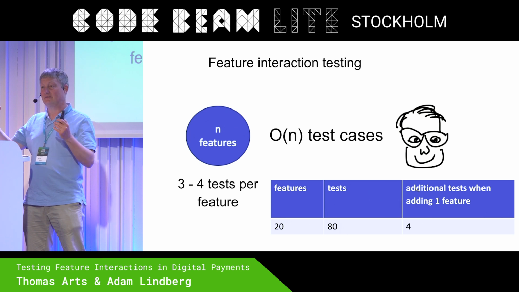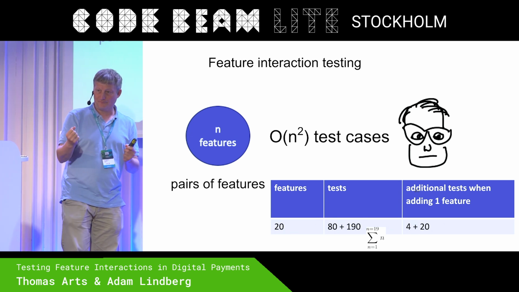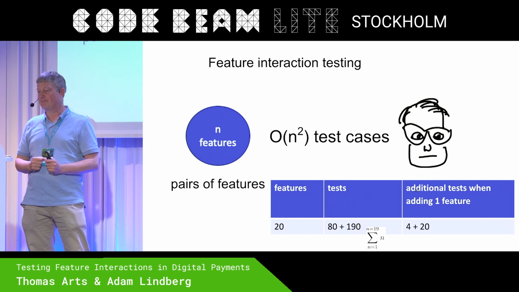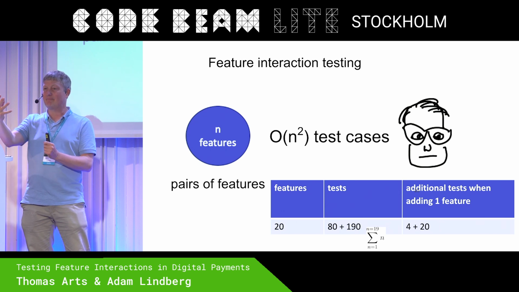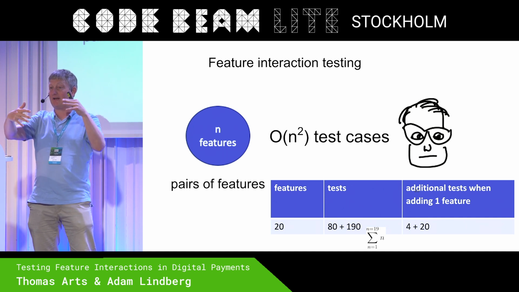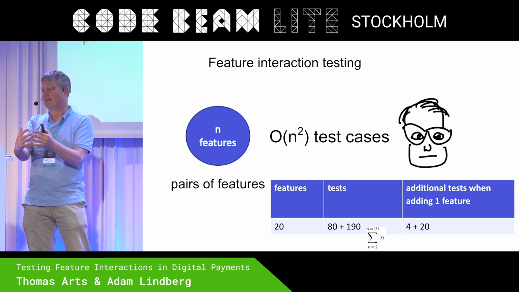But we know that the errors that you will see are in the feature interaction. If you have a pair of features that you want to test, for example creating a mandate and paying by Think at the same time, or paying by Trustly and paying by Think at the same time. Those are the interesting test cases. That's what you want to test.